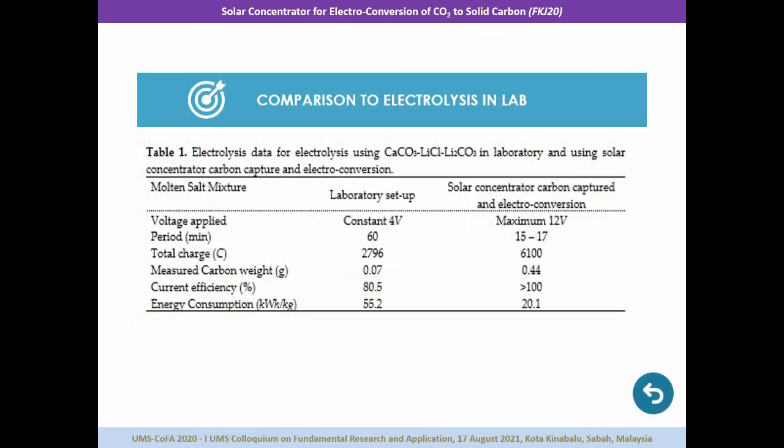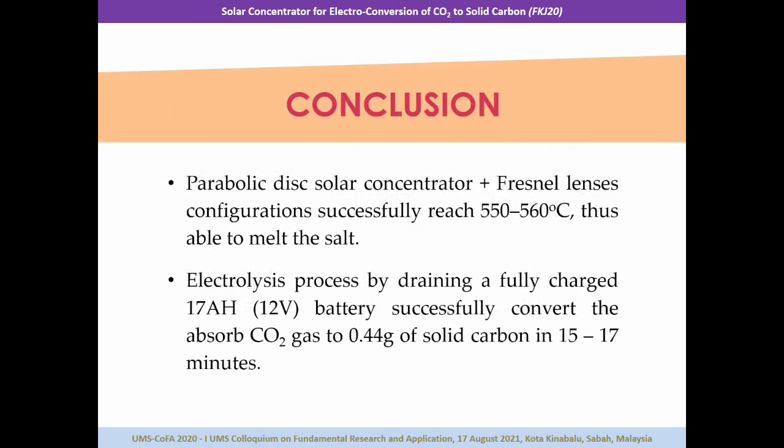Comparing the carbon produced using the solar concentrator to the carbon produced in the lab, we found out that the purity is similar and the carbon structure is also similar. As a conclusion, the parabolic dish and the Fresnel lens configurations work well in melting the molten salts. The electrolysis process by draining the fully charged 17Ah battery successfully converted the absorbed carbon dioxide to 0.44 grams of solid carbon within 15 to 17 minutes.